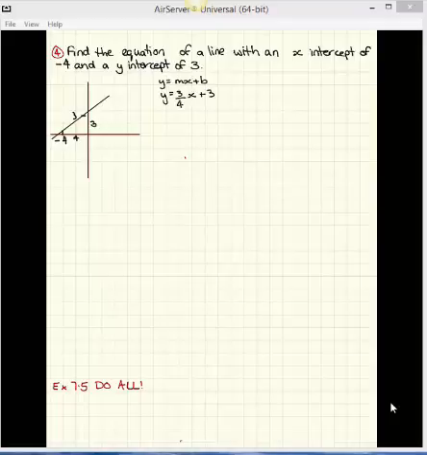Now, if you wanted to use the 2-point formula, you could, using the points 0, 3 and negative 4, 0. You could use the point gradient formula and substitute in and work it out that way. You can use any of the forms that we were talking about to work this out. Now, the big trick here is figuring out which equation you need to use for which question. So in exercise 7.5, unfortunately for you, I want you to do all of them. It is going to take you some time, but you need to practice this. It's incredibly important. Good luck, and I'll see you in class.